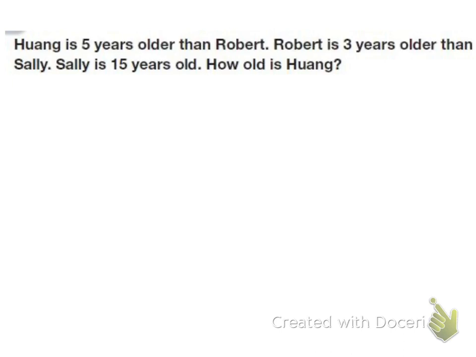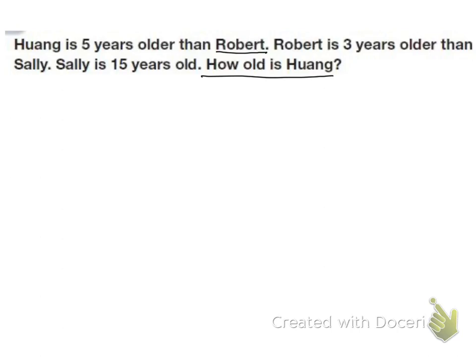Here we have Huang is 5 years older than Robert. Robert is 3 years older than Sally. Sally is 15 years old. How old is Huang? Okay, so my goal is I want to find out how old Huang is. My first step is to figure out how old Robert is.